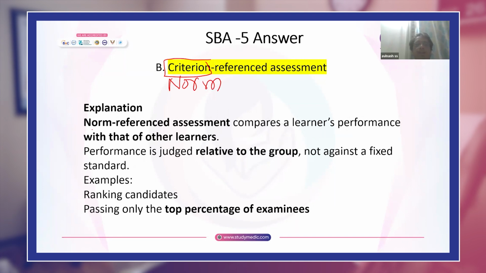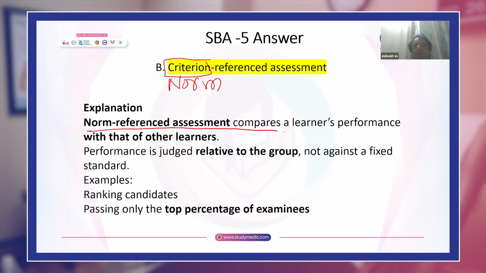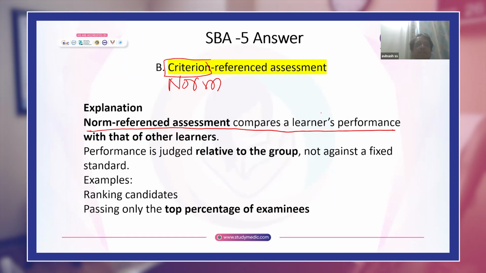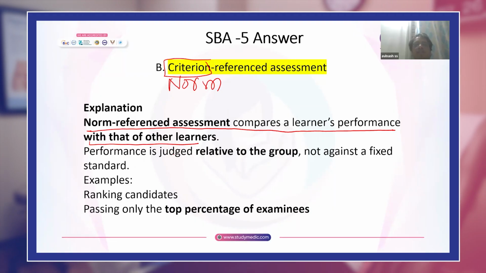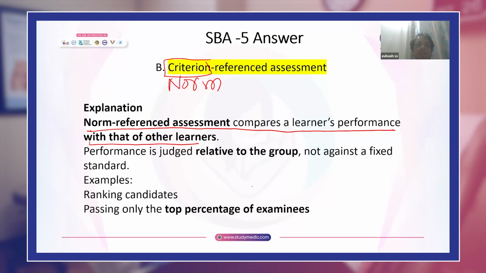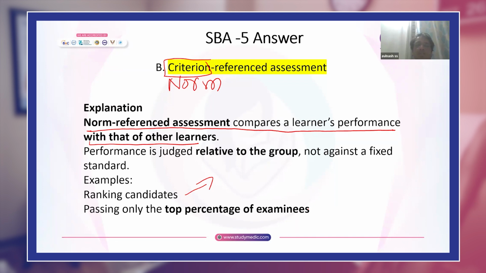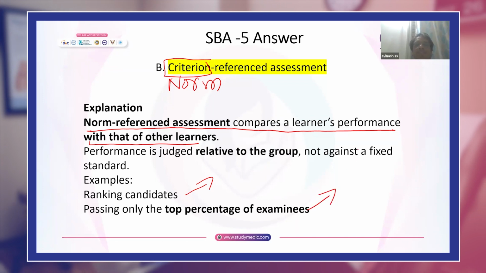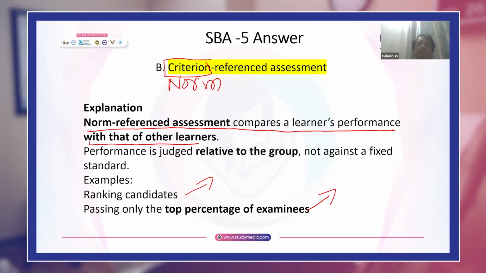That means in the norm reference based assessment, the learner's performance is compared with that of the others. If all the others are performing poorly, even an average person will be selected. If all the other persons are performing very highly, then even an intelligent person may not be selected, because performance is relative to others. For example, interviewing, ranking of the candidates, and passing only the top percentiles are all norm reference based assessments. Here the performance of the group affects the final performance of the individual.